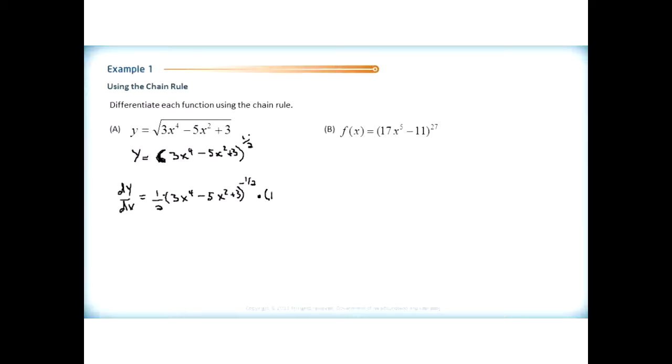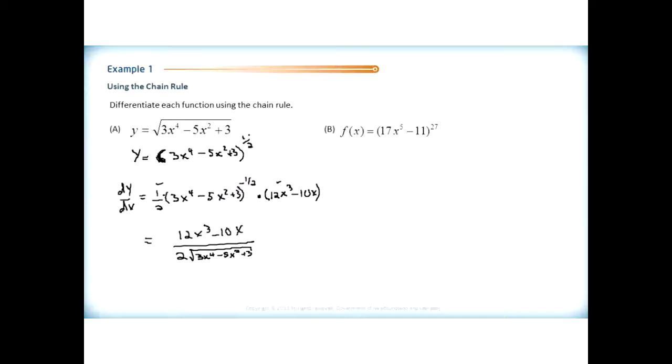So this gives me 4 times 3 is 12 times x cubed minus 2 5s are 10x. And if I wanted to write that in simplified form now, my numerator would consist of a 1 and this little binomial over here. So that's just going to be 12x cubed minus 10x, divided by, in my denominator, I would have 2 times the square root function with 3x to the power of 4 minus 5x squared plus 3.